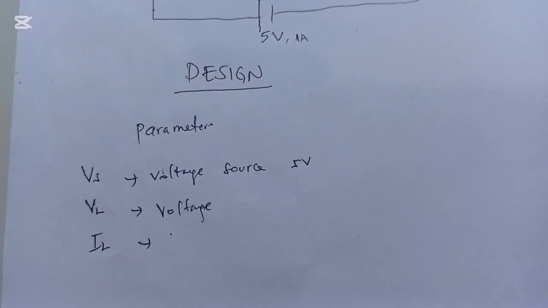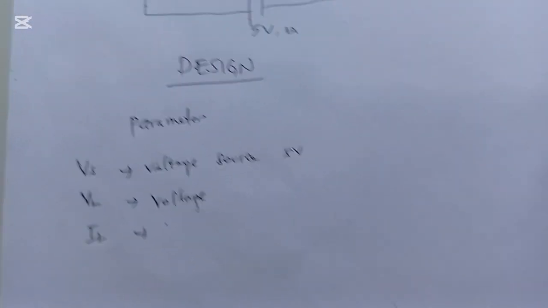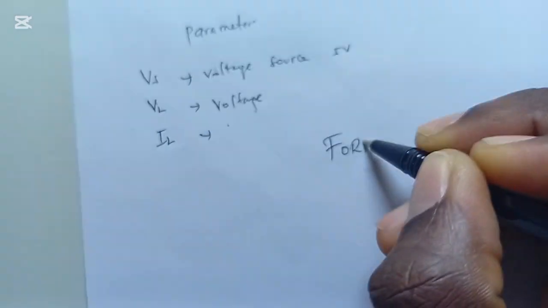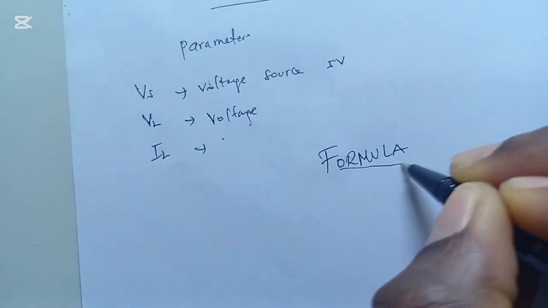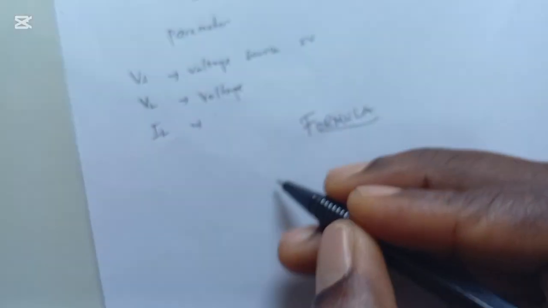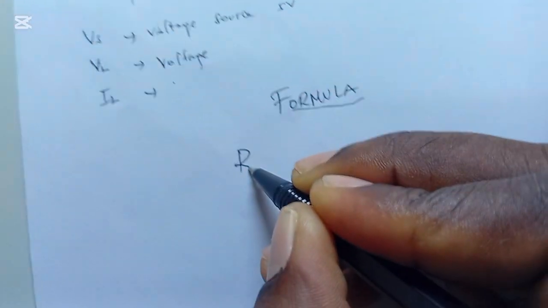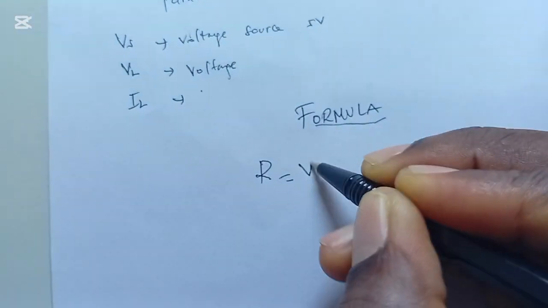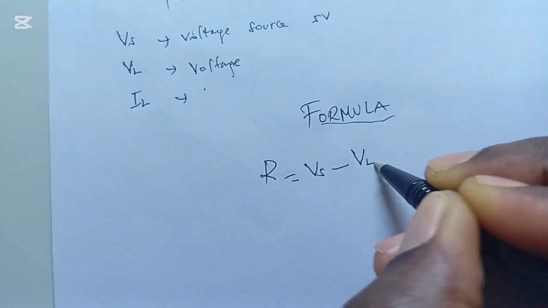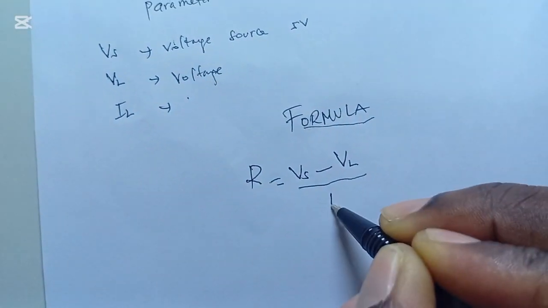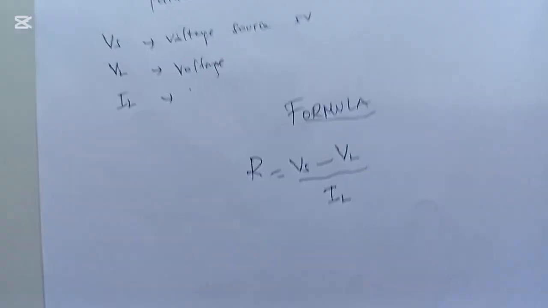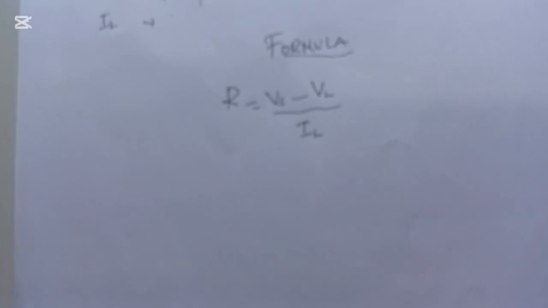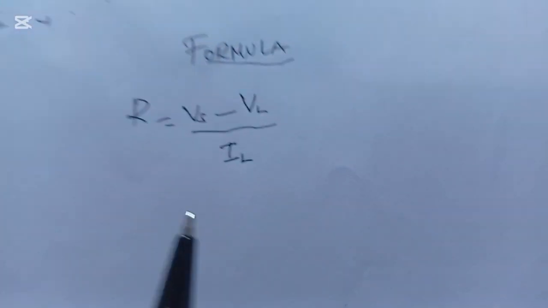We are also going to do method 2. So the formula to calculate the current limit resistor: in method 1, we are going to use this formula. Resistor is equal to the voltage supply minus the load voltage, over the load current. So this is the main formula.